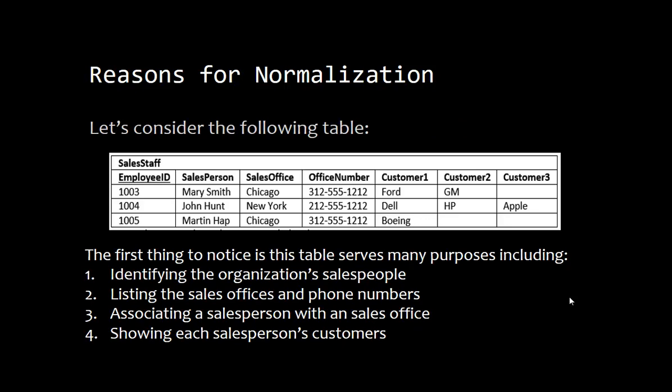So let's consider the following table. All right, this is a very simple little table here. You can kind of look at it. We have a sales staff table here. We have an employee ID, which would be our primary key. All right, a salesperson, a sales office, an office number, a customer one, customer two, and customer three. Probably something similar to what we talked about earlier on in this course. The first thing you notice in this table is that it serves many purposes, including identifying the organization's salespeople, listing the sales offices and phone numbers, associating a salesperson with the sales office, and showing each salesperson's customers.